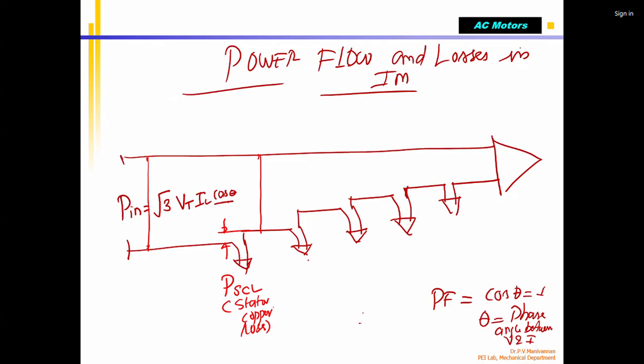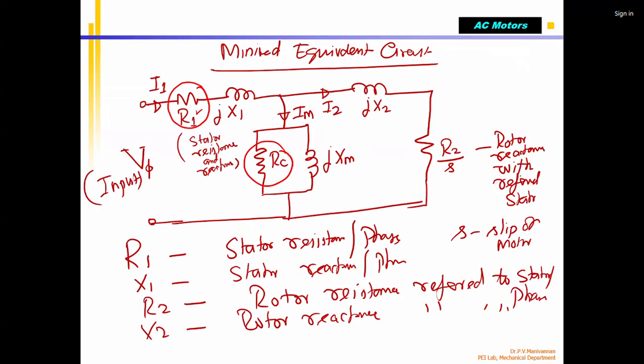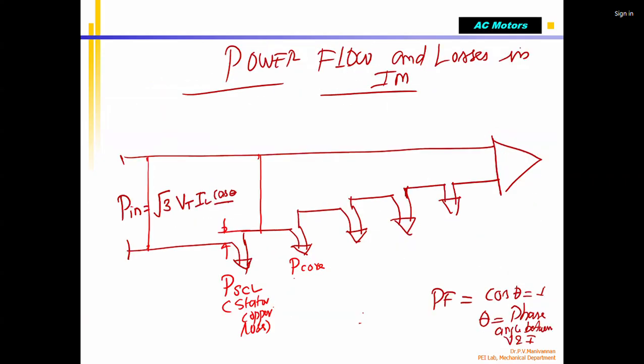Next one is P core loss. Okay, so P core loss happens in the magnetizing circuit. Correct? This is core loss. The R1 is copper loss. This is going to be copper loss. This is going to be core loss. Please note that again it is due to the resistance of the magnetizing part. Okay, so this is going to be there.